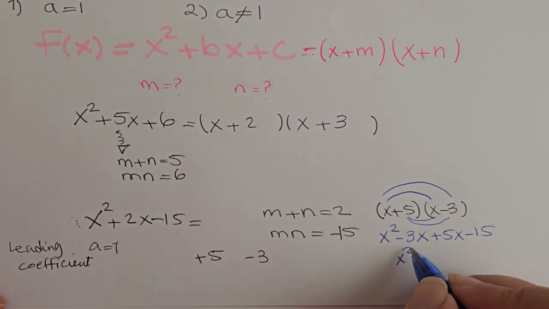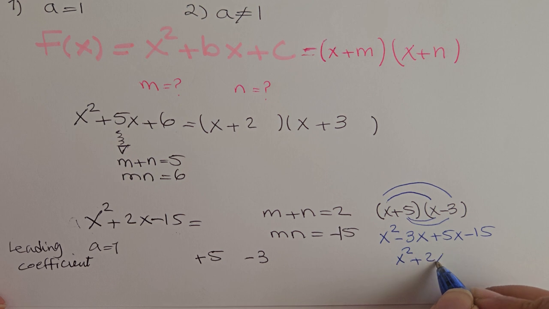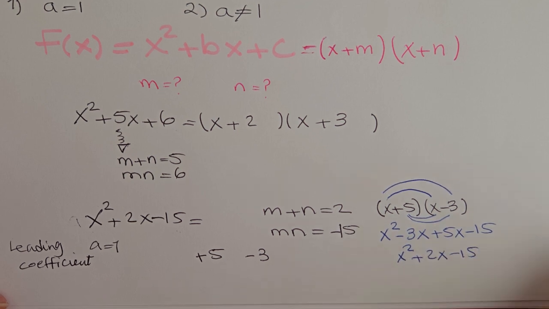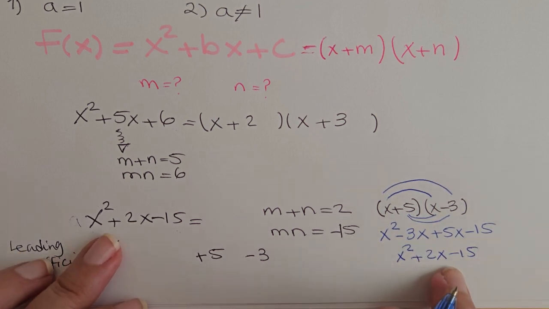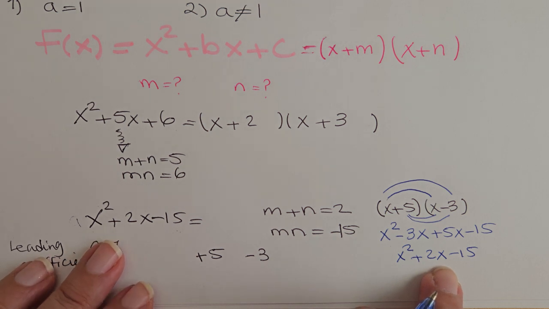So here that would be x squared 2x minus 15 and plus 2x minus 15. And if you compare these two together, you will see that they are exactly the same thing.